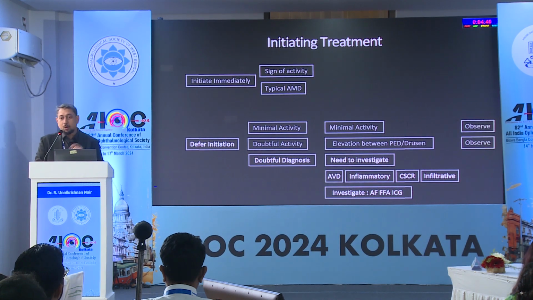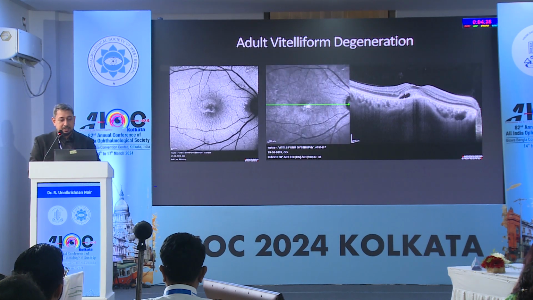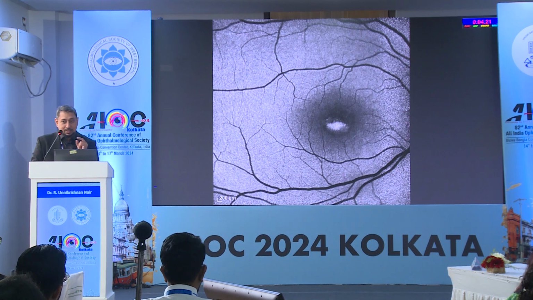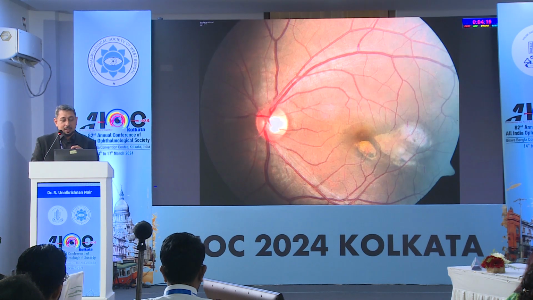The next, if you have a doubtful diagnosis, initiating treatment. Here you have elevation, you have a lesion, it looks like, but on the FAF, you see it hyper-autofluorescent. So this is vitelliform, hyperfluorescent autofluorescent. It looks like a CNVM, but it's not exactly. These are the images that came earlier, so not supposed to be there. Hyper-autofluorescent. And this is a differential diagnosis also.